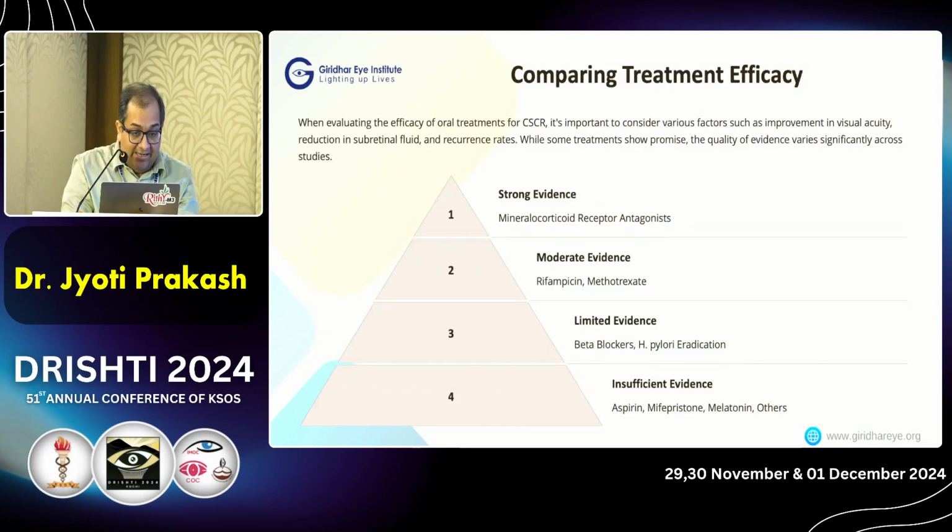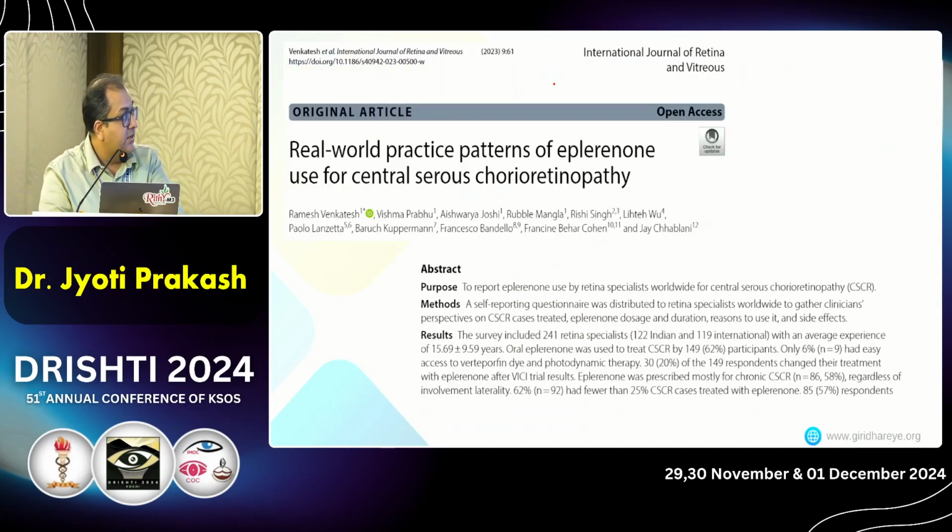As far as the evidence goes, the strongest evidence is for mineralocorticoid receptor antagonists. Next is rifampicin and methotrexate; the rest have limited and insufficient evidence. So they are only mentioned here to apprise you of the things which were used, and these are in no way suggested treatment options.